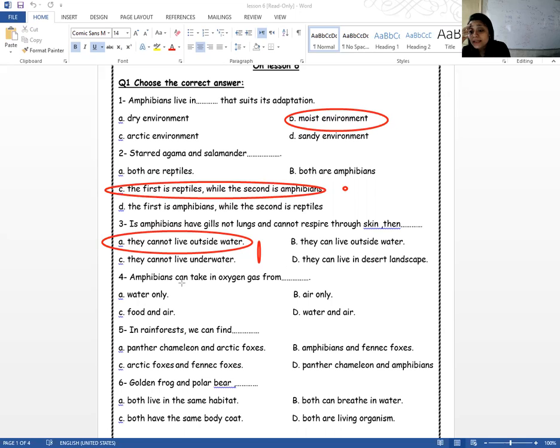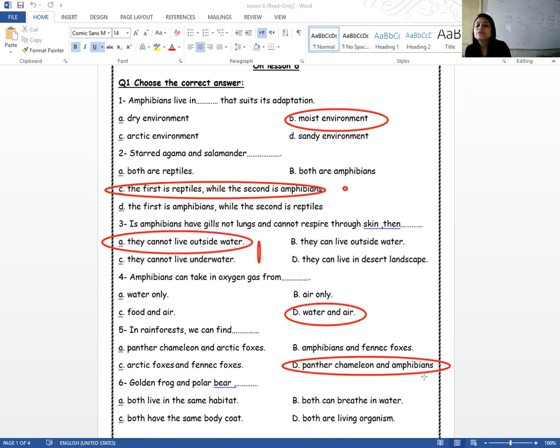Number 4, amphibians can take oxygen gas from what? From water and the earth, they breathe on land and breathe in water. So they can take oxygen in 2 ways, in water and in the air. In the rainforest, we can find what? Panther chameleon and amphibians.